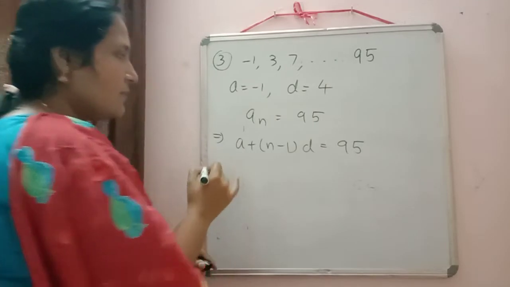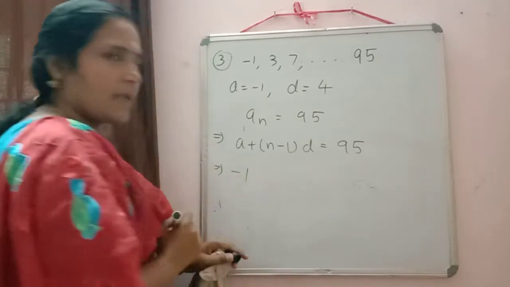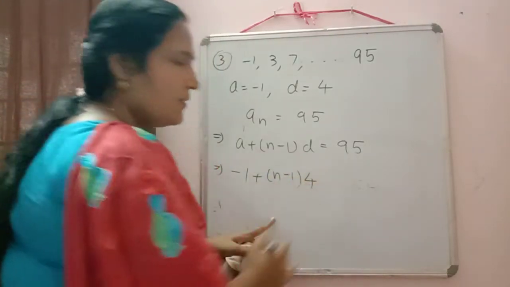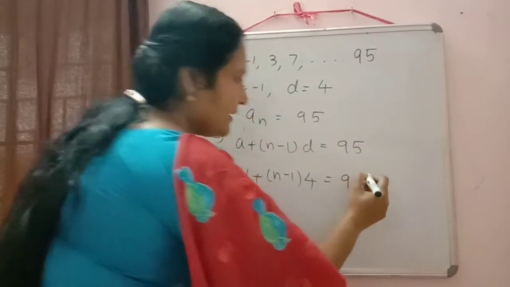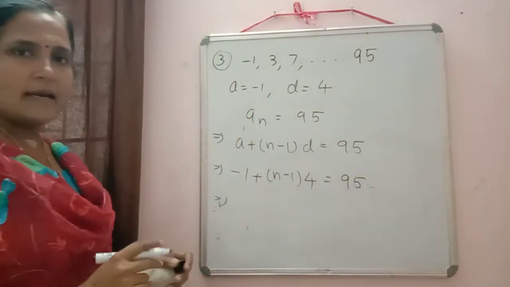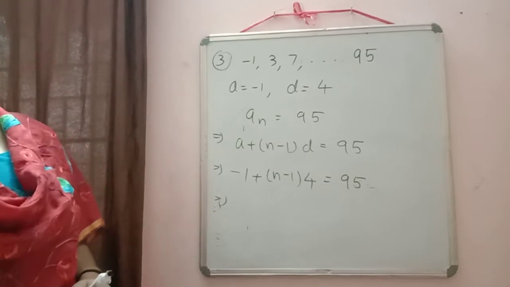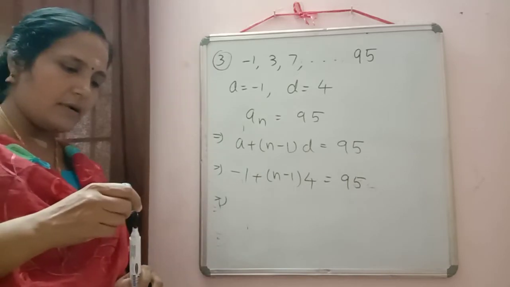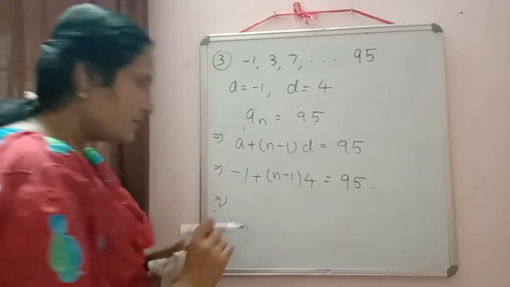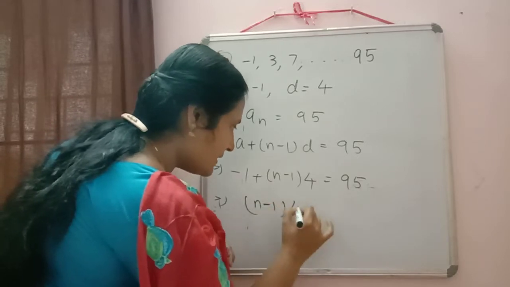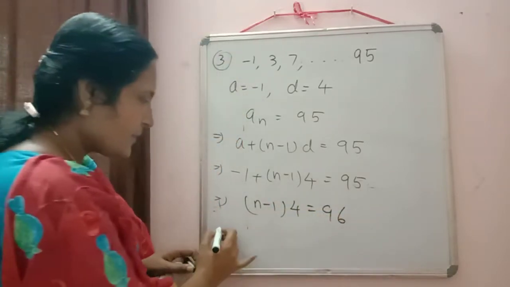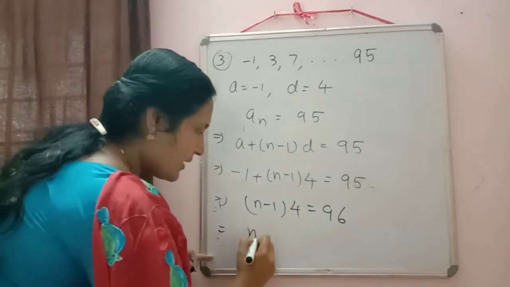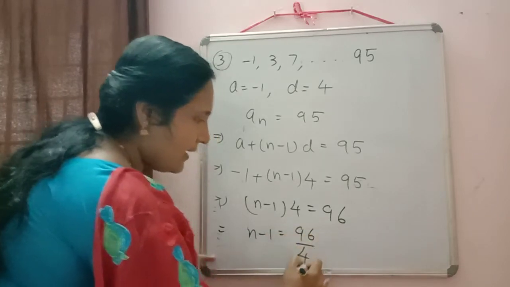Now substitute the values. In place of a we have minus 1 plus n minus 1 into d is equal to 4, is equal to 95. Minus 1 again we can shift to right hand side. So it will be equal to 95 plus 1, that is 96. So n minus 1 into 4 is equal to 96. So either you can multiply 4 inside or you can shift 4 to right hand side. So n minus 1 is equal to 96 by 4.